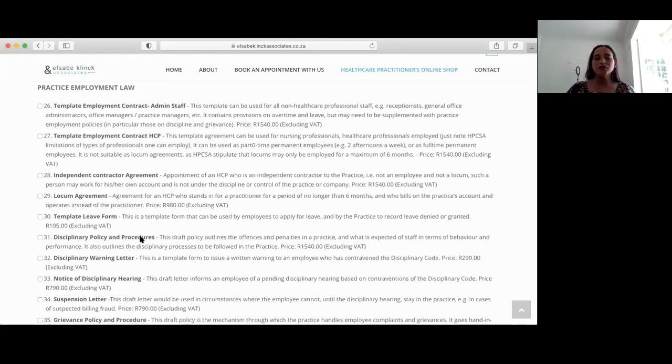So you have to have all your bases covered and make sure you have the malpractice insurance and all the legal documentation.